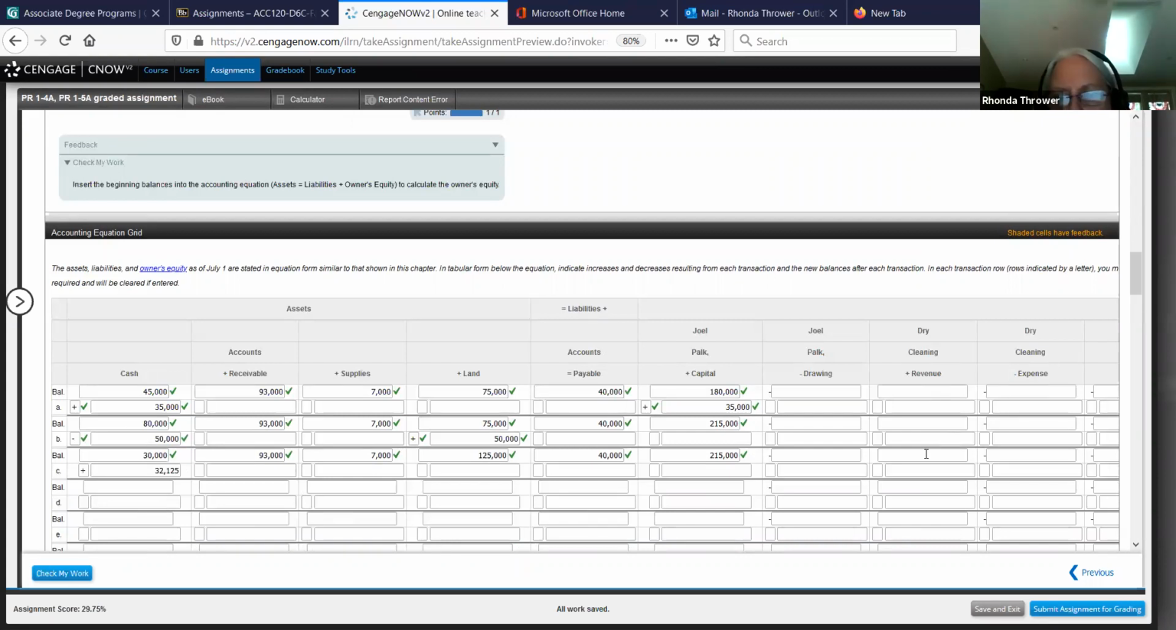And anyway, the dry cleaning revenue is right here. You're going to have to make sure you stay on the right line for this. That's the hard part about this and the tricky part about this. We're going to be increasing our revenue by $32,125. And then I'm going to rebalance my transactions because I've added to my cash balance.